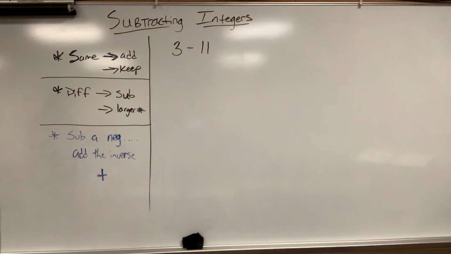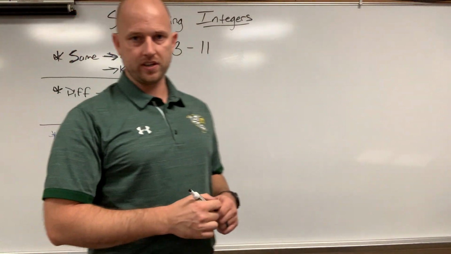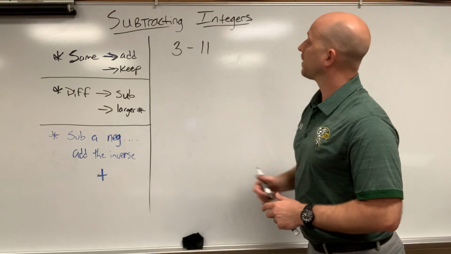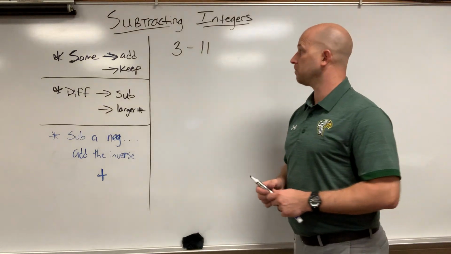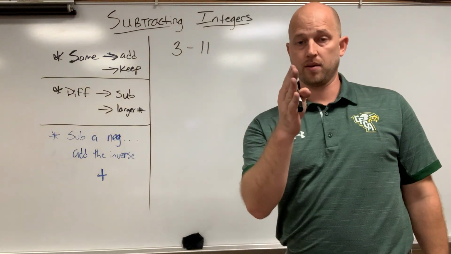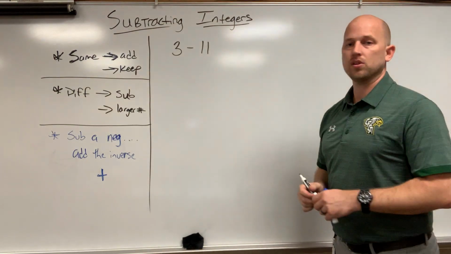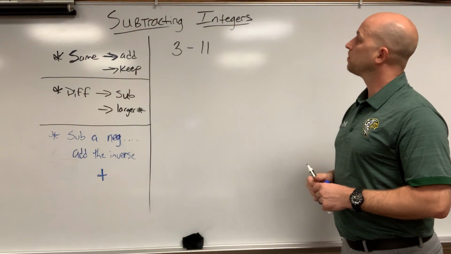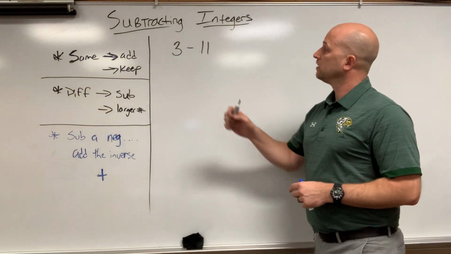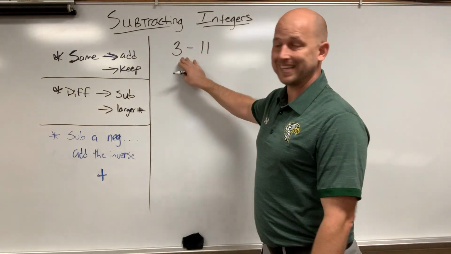All right, subtracting integers. 3 is an integer, 11 is an integer. So we're going to subtract them. So we're going to look at the signs in front of them, okay? Take your time, find out what this answer is, and go ahead and tell me what it is. Type it in a little box. 3 minus 11.